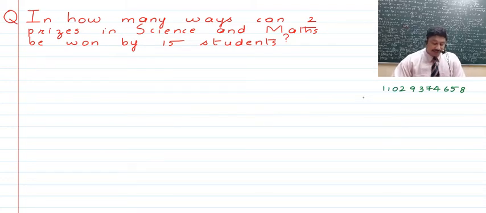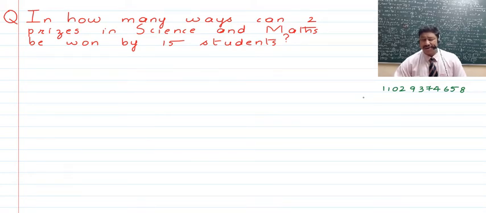Here in the question we've been given: in how many ways can 2 prizes in science and maths be won by 15 students? So let's say that there are 15 students in a class and there are 2 prizes, one in maths and the other in science, right? So if you talk about the number of prizes, then obviously the prize in maths can be won by any of the 15 students.